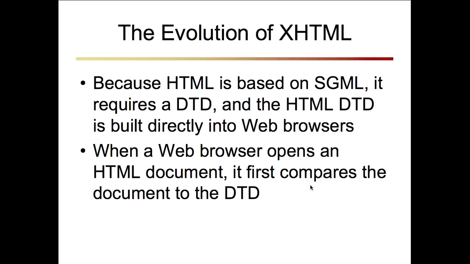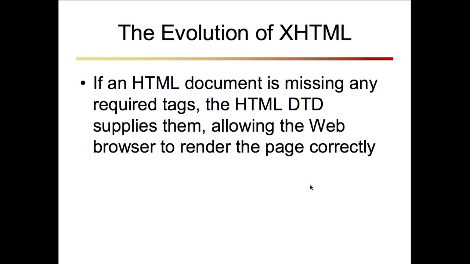Because HTML is based on SGML, it requires a DTD, and the HTML DTD is built directly into web browsers. Okay, so it's the deviation from the DTD in the HTML coding that's causing it to be invalid. When the web browser opens it up, it compares the document to the DTD and interprets it. Think of the parser taking a set of known rules, the DTD, and applying the rules to the document. However it applies the rules might be different in different web browsers, but it may also be that the rule's not in the DTD.